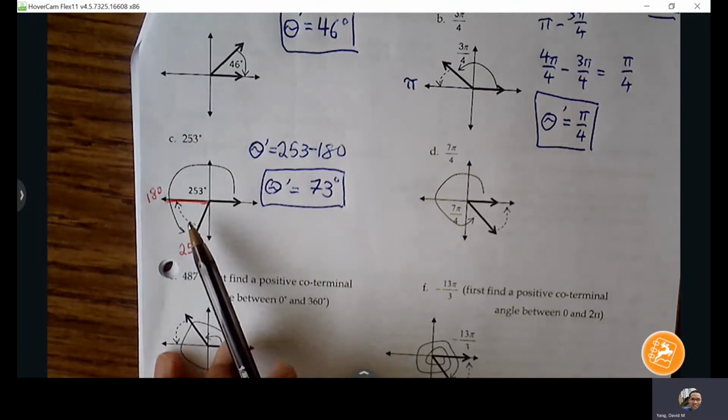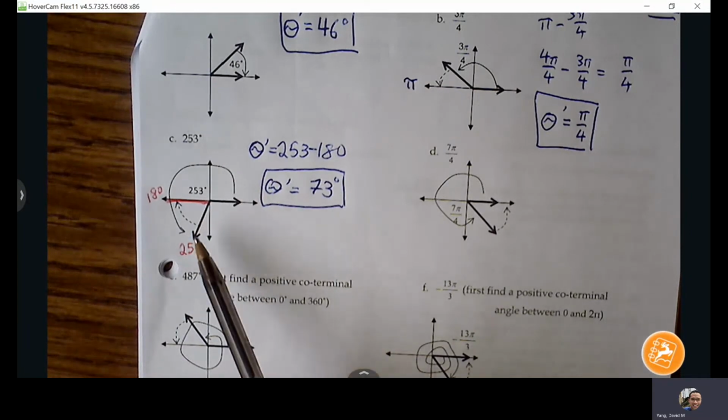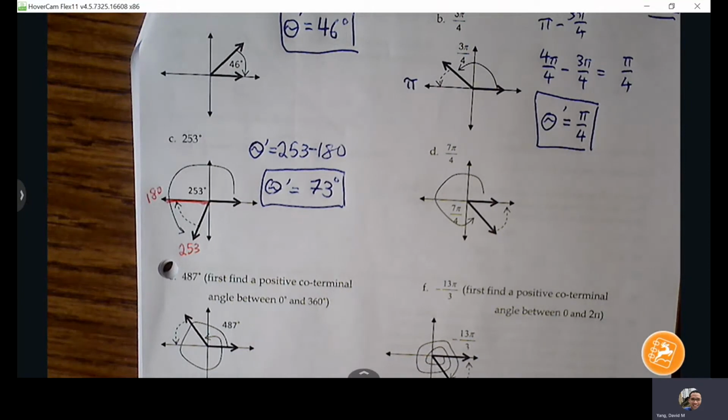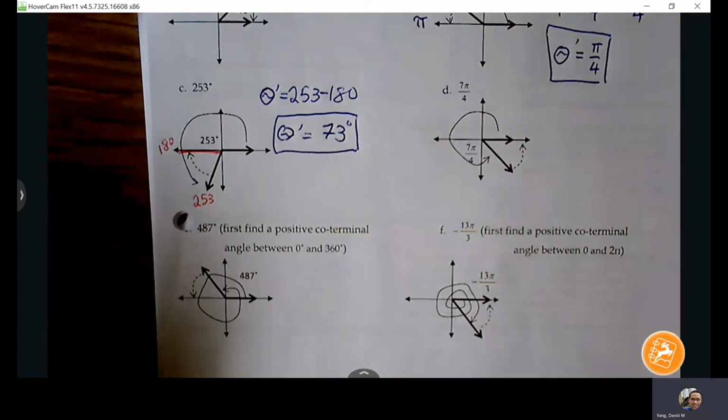Again, make sure that you are never involving the 90 degree or the 270 to get your reference angle. Okay, reference angle has to involve the x-axis. So if you're going to subtract anything, you're always subtracting using 180 or subtracting using 360. Okay, any questions so far?